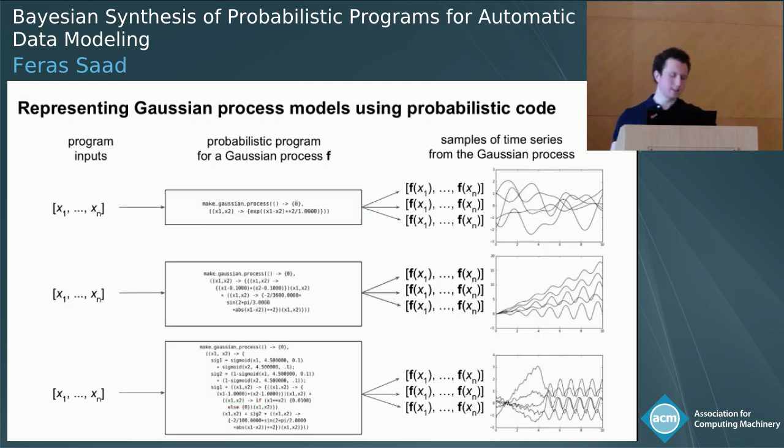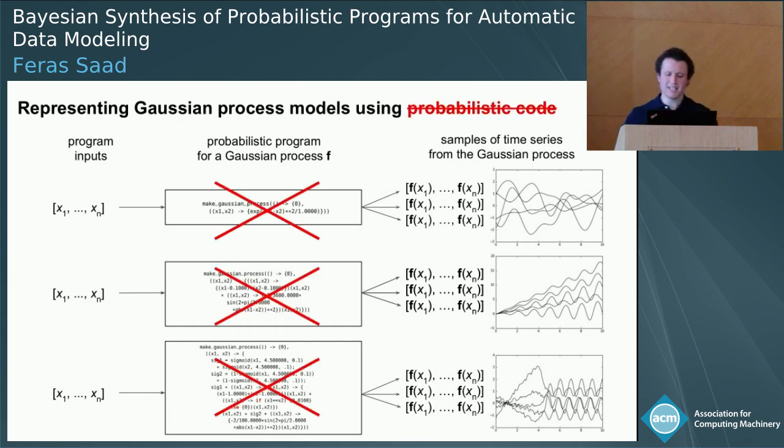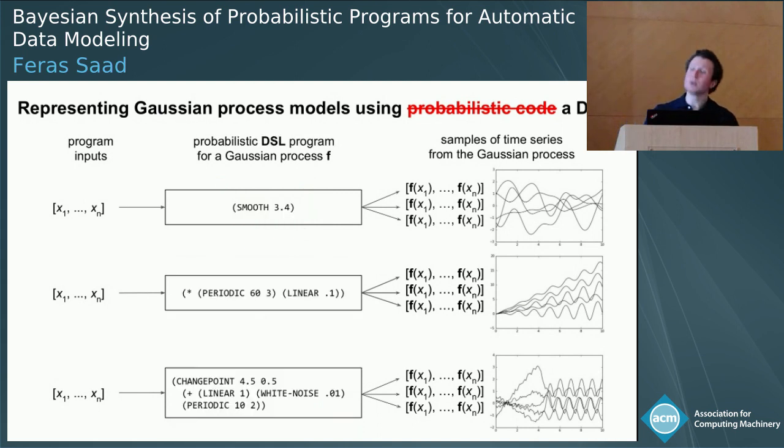Now, how do we represent these Gaussian processes? One thing to do is represent them as probabilistic code, just the actual way that we can go from the inputs to the samples on the outputs. But that's a very complicated representation that's implementation specific. It's not useful for seeing what the program is doing. So instead, we represent them using a DSL. What this DSL is giving me is a simple representation of the covariance structure.